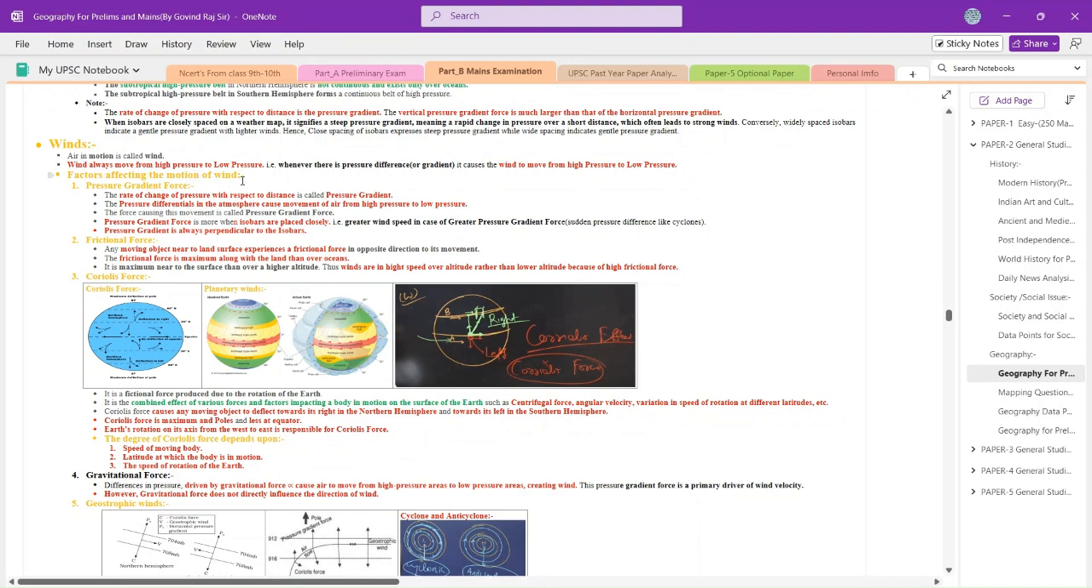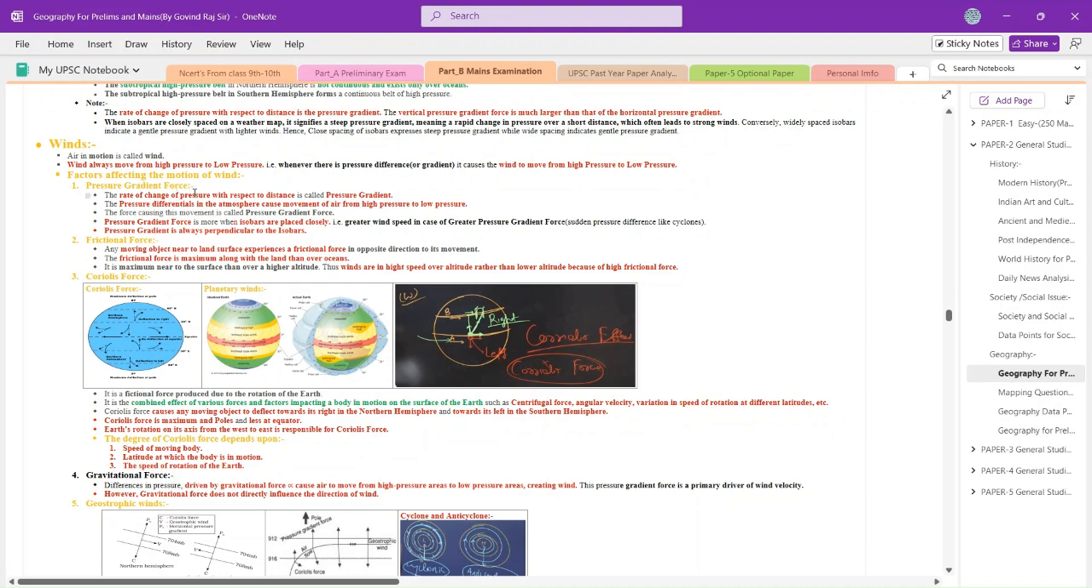Factors affecting the wind motion. The wind is simply a movement of air from high pressure to low pressure. What are the factors affecting the motion of wind? First is the pressure gradient force. What do you mean by pressure gradient force?